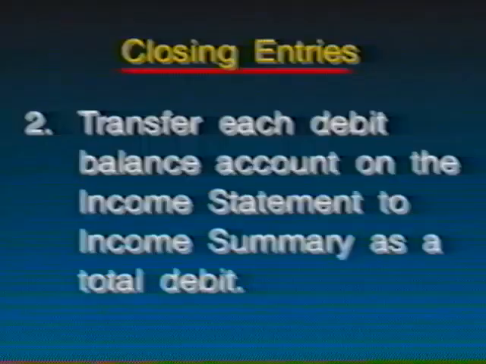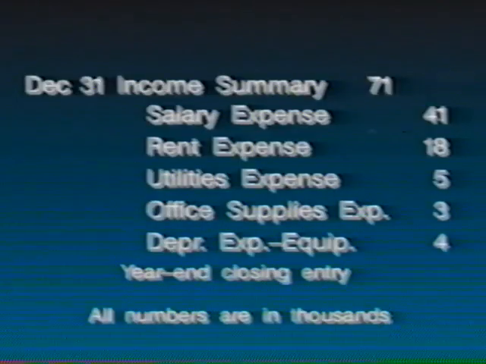Your second closing entry is to transfer all debits on the income statement to income summary as a total debit. Debit income summary for the total and credit each debit balance account individually. For the Ibsen Advertising Agency, this entry on December 31st is debit income summary $71,000. Credit salary expense $41,000. Credit rent expense $18,000. Credit utilities expense $5,000. Credit office supplies expense $3,000. And credit depreciation expense equipment $4,000.